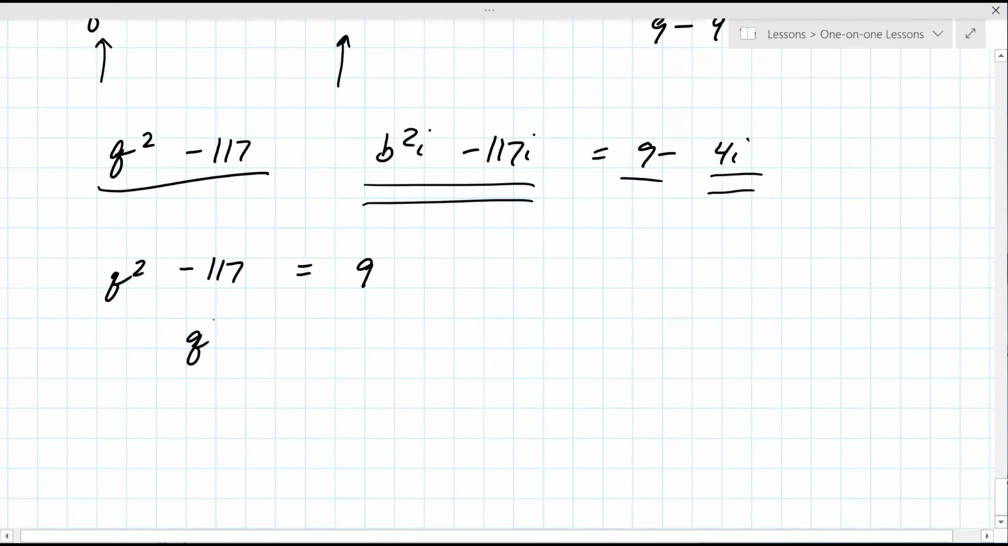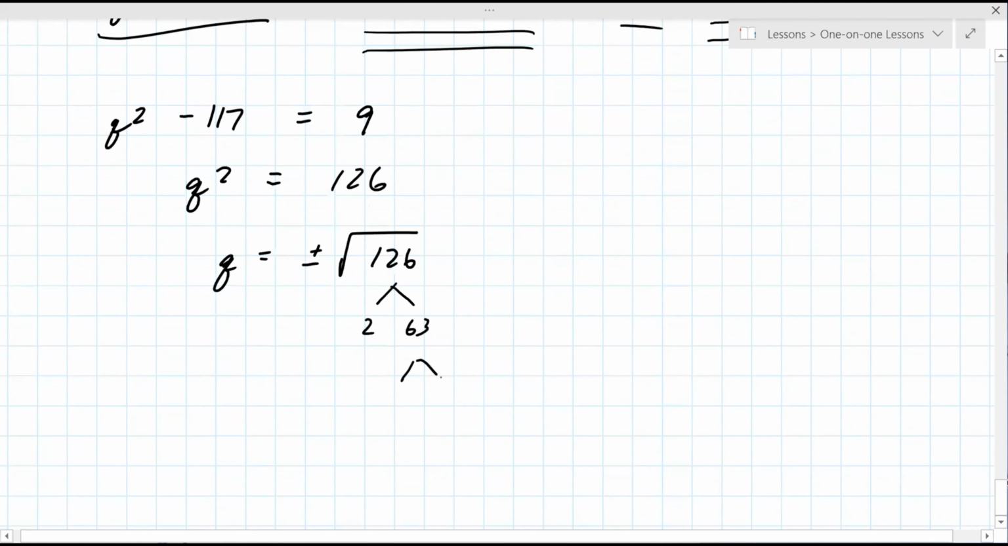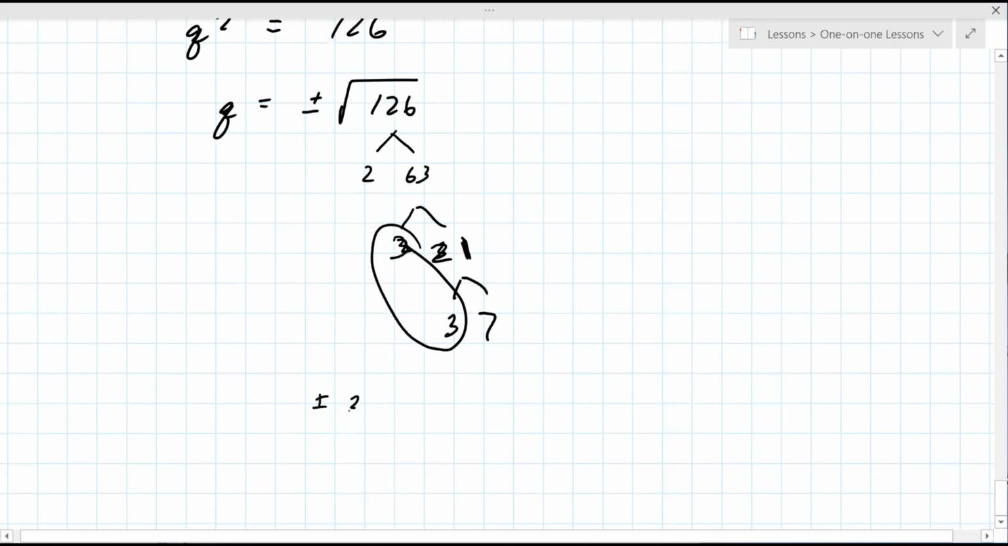Add 117 to both sides, you get q squared equals 126. Q equals plus or minus the square root of 126. You'll notice that answer is not there, so we still have to do some work here. This is 2 and 63, 2 and 31. No, I'm sorry, 3 and 21, and then 3 and 7. So it ends up being plus or minus 3 square root of 14, yeah.